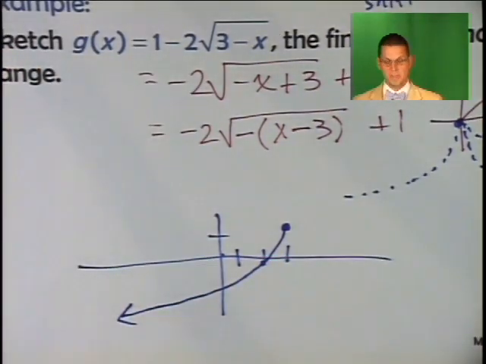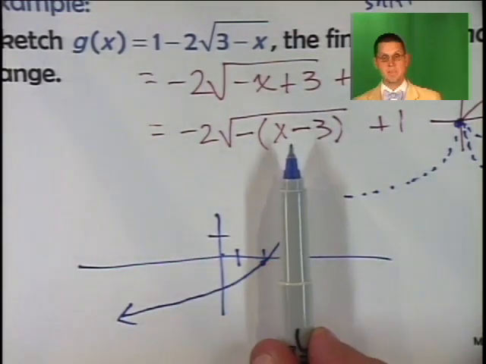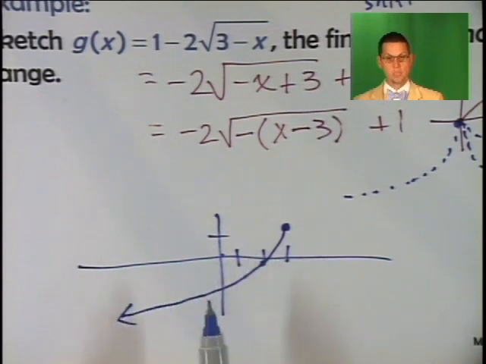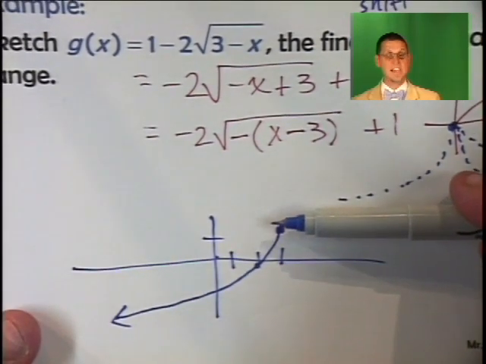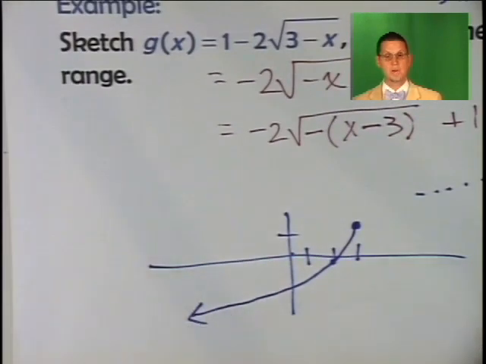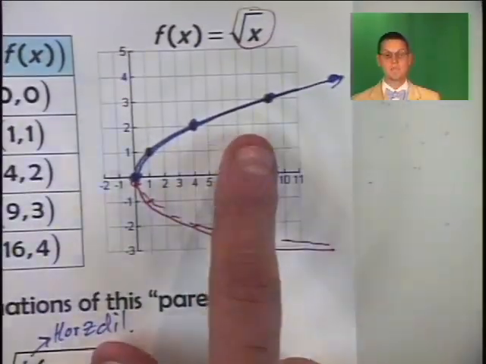From there, we can find the domain. The domain is going to be everything less than or equal to 3, right there. And the range is going to be everything less than or equal to 1, everything below 1. This will continue to go down to negative infinity. And that's a crude sketch by hand, but it's enough to get your basic graph and your basic domain and your basic range. Transformations, hugely important. Memorize your new parent function.